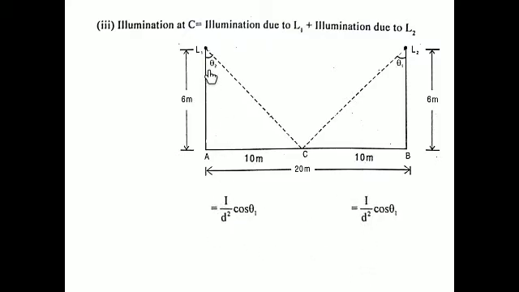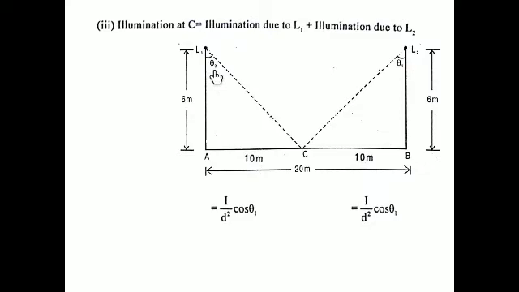For this one, the L1 intensity is there. For this one, the L2 intensity is there. How can you find the D here? This diagonal, I think both are the same because they have similar values. How can you find this? It is the same thing: D is equal to the whole root of AC whole square plus AL1 whole square. By solving this, you can find the D value. So substitute here. How can you find the cos theta?